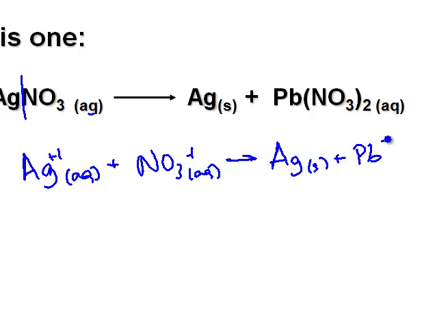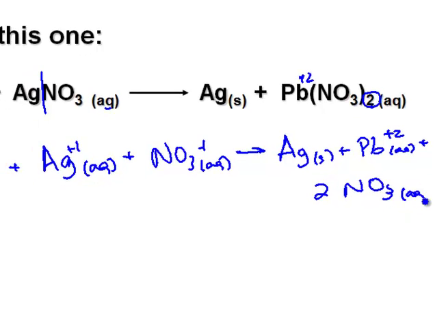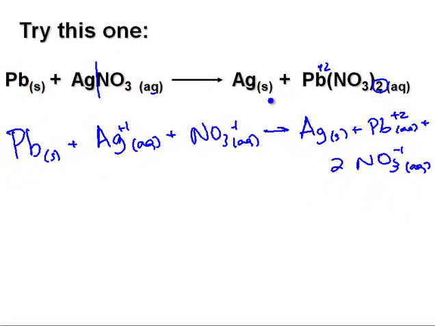Pb plus 2. How do I know it's a plus 2? Right there. Aqueous plus, how many NO3s do I have? I have 2 NO3s. Well, I guess it would have helped if I would have balanced the equation first, right? So I need to balance it. So I'm going to put a 2 here and a 2 there. And that will balance it for me.